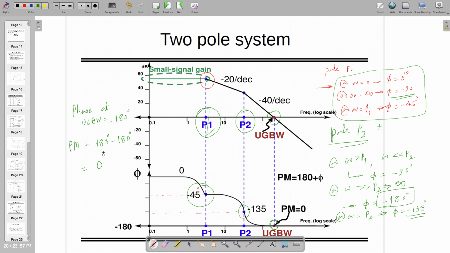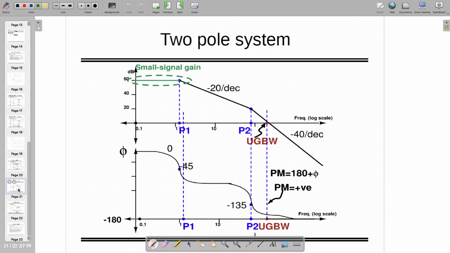Because this is happening. But now the main thing happens if you are able to move P2 somewhere here, that's near to UGBW.